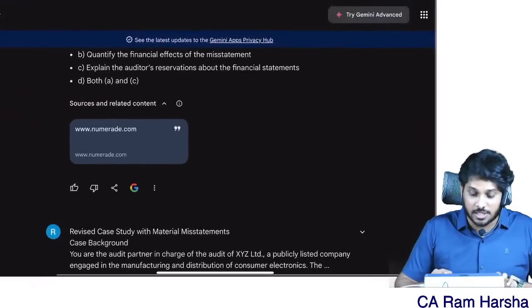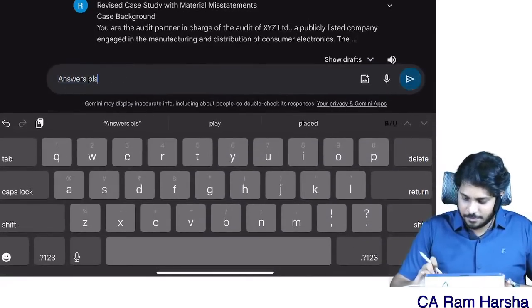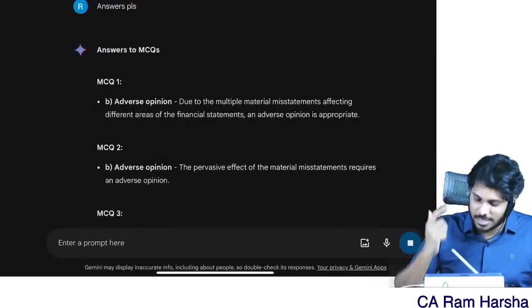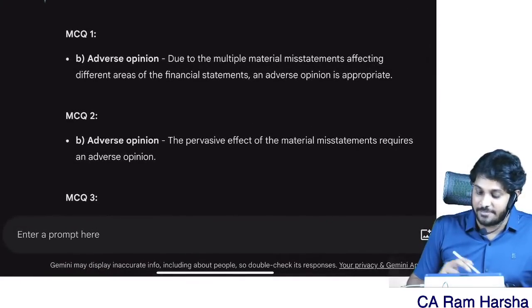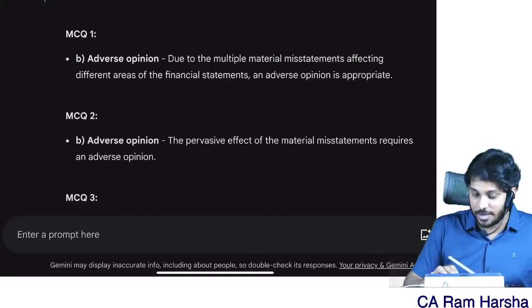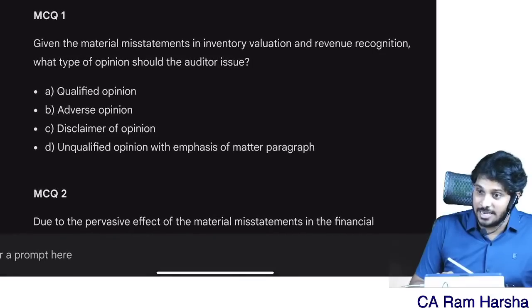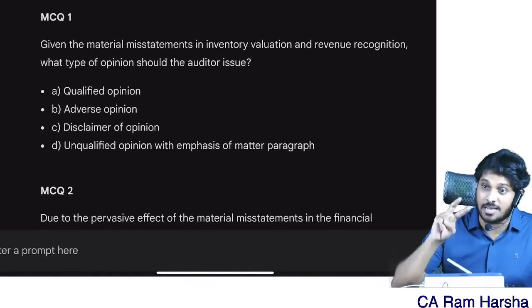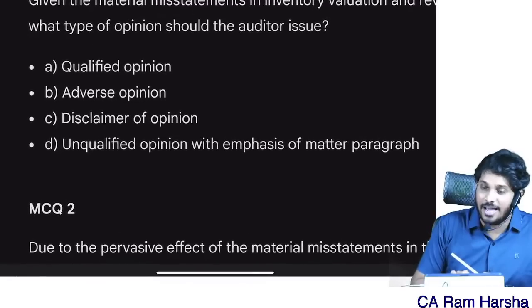So you can also ask for answers. Answers, please. It will give answers also, and reasons also. First one, adverse opinion, due to multiple material misstatements affecting different areas. What is the first MCQ? Given the misstatements of inventory valuation and revenue recognition, what type of opinion? Since in both cases material misstatements were there, affecting multiple areas, the impact is going to be pervasive. That assumption it took, and which opinion it gave?